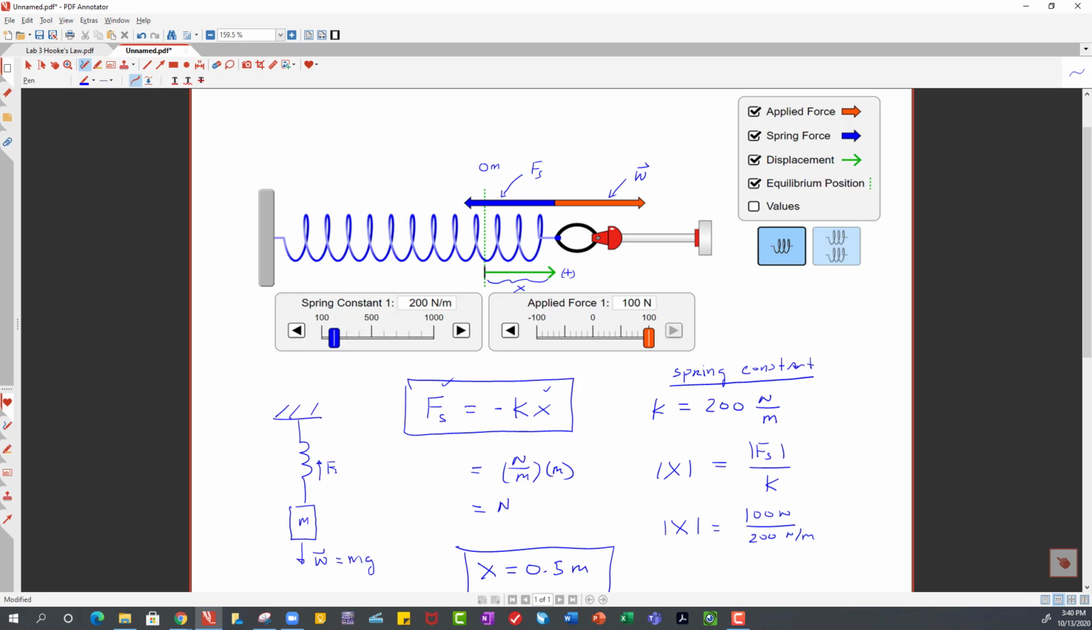So in the next video, I'll walk you through the technique that we're going to use to determine the spring constant using weights.